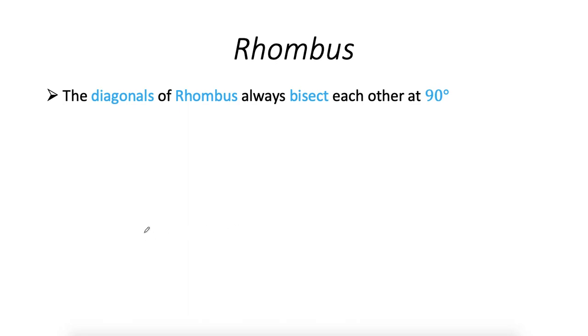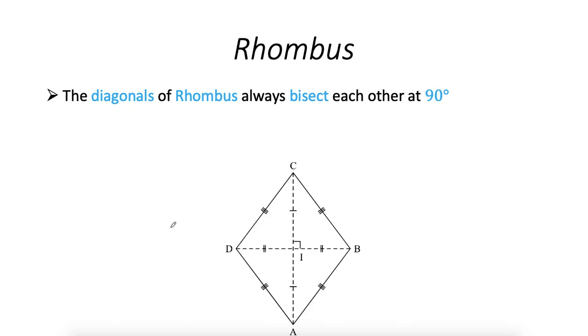The first thing is that diagonals always bisect at 90 degrees. So if this is a rhombus, this BD and AC are diagonals and they are bisecting perpendicularly. That means the angle at the intersection is 90 degrees and there is a bisection. If I consider this as O, that means OD is equal to OB and OC is equal to OA. And these are bisecting at 90 degrees.